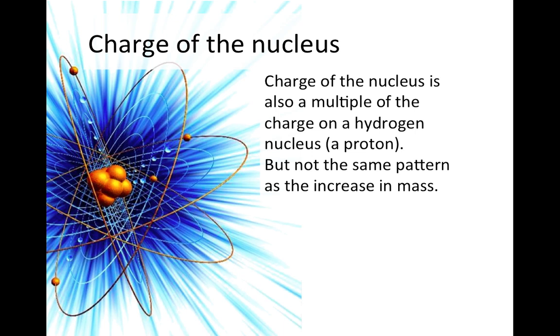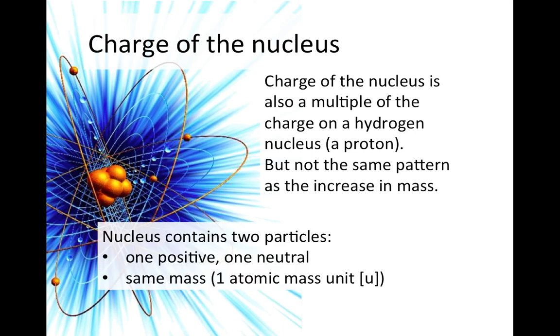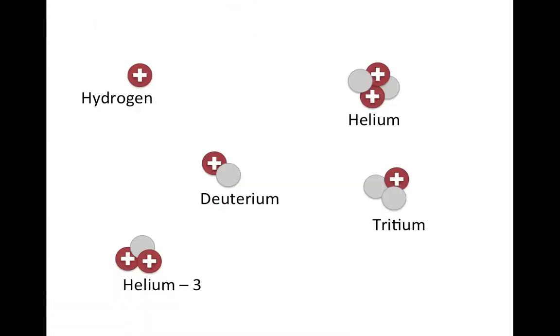There's a different ratio, and the solution to this mystery is that we conclude that the nucleus contains 2 different kinds of particles. One positive, which carries the charge, and one neutral, and that they both have the same mass. We call that mass 1 atomic mass unit, which has the symbol u. So that's our basic model of mass and charge of the atom.